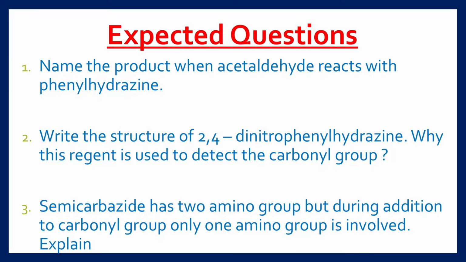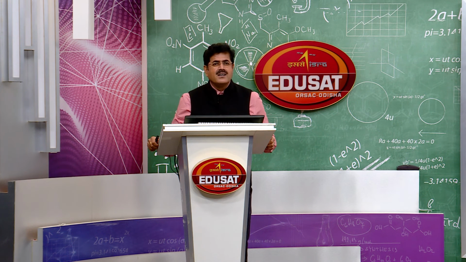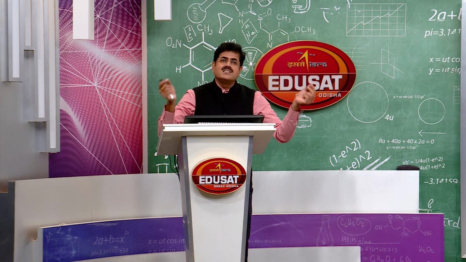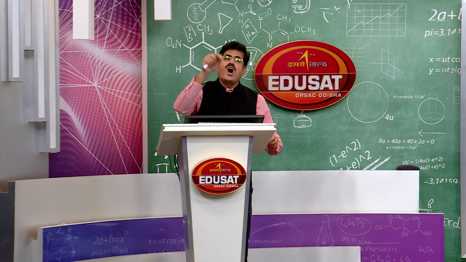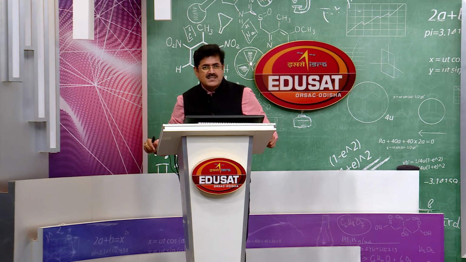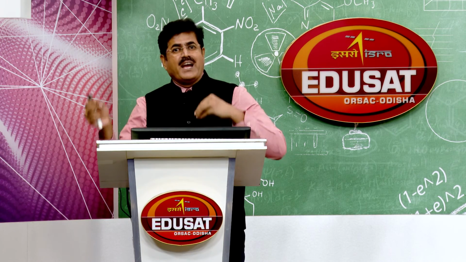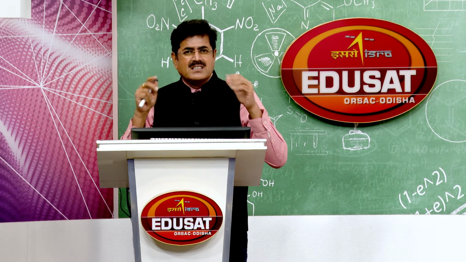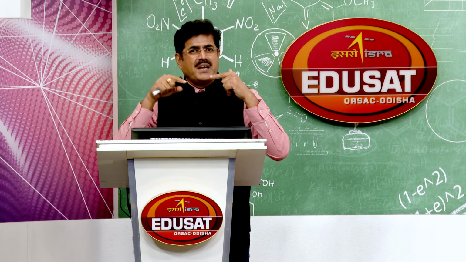You know this. Third question: semicarbazide has 2 amino groups, but during the addition to the carbonyl group, only 1 amino group is involved. Explain why. I have told you that the NH2 which is attached to CO is less nucleophilic because the lone pair on the nitrogen atom is delocalized through resonance. Hence, the NH2 which is attached to NH in the semicarbazide formula, NH2, NH, CO, NH2, is the one involved.